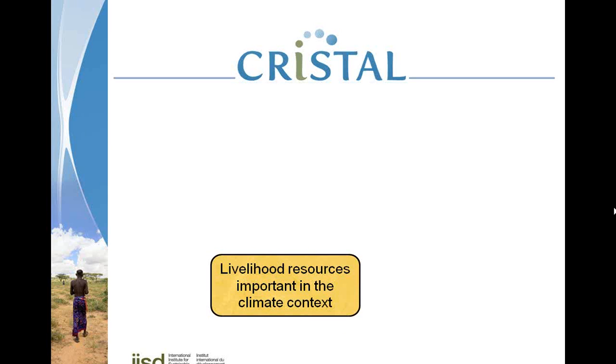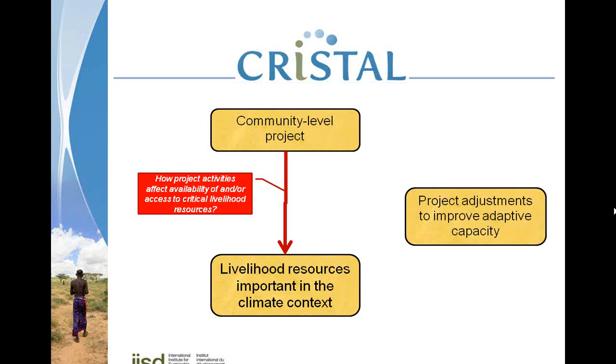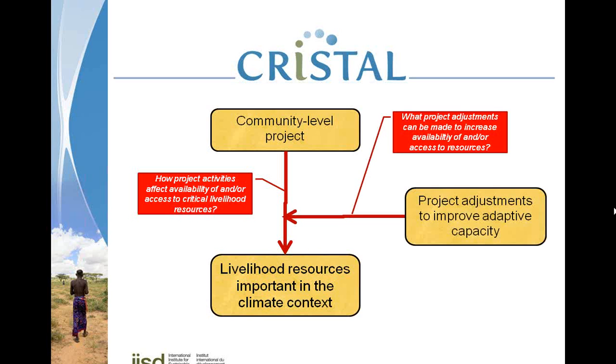The next step starts again with this list of livelihood resources that are important in the climate context, and then looks at how an existing project affects the availability of or the access to these critical livelihood resources. Based on this evaluation, one can then make project adjustments in order to increase the availability or the access to these resources. This is meant to improve the adaptive capacity of local populations.